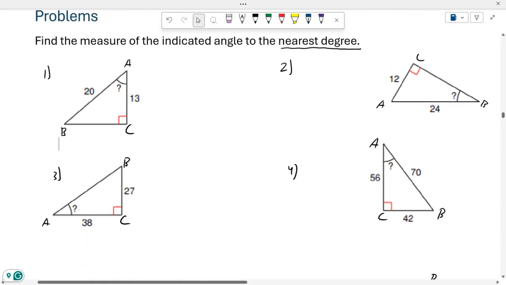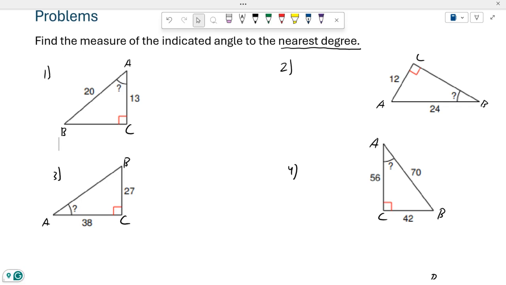Also, I've labeled all of these triangles as ABC, just because I don't like solving for question mark. Question mark's kind of a weird symbol to put into an equation, which is what we're going to do. So I just labeled them all as ABC, and we'll just solve for whatever letter is at the question mark.